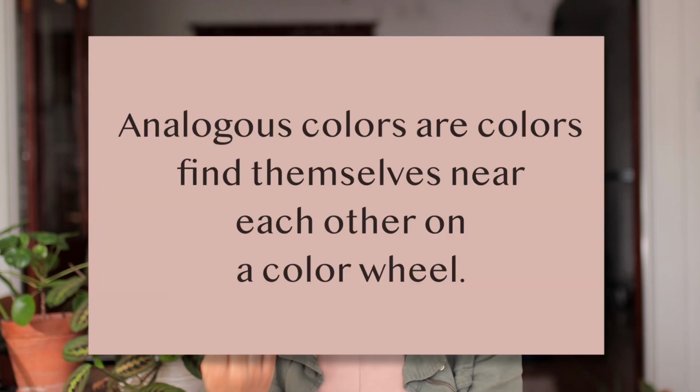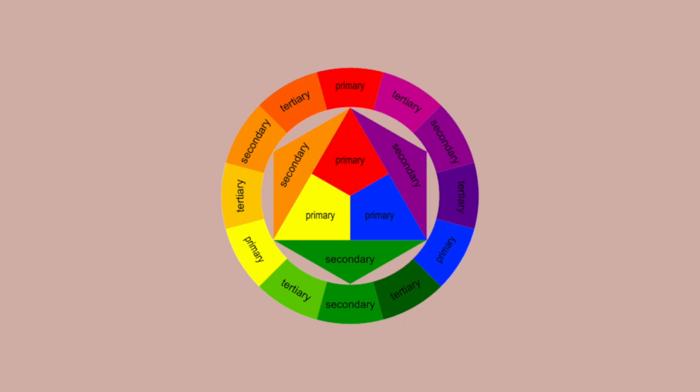Let's start off with analogous colors. Analogous colors are colors that find themselves near each other on the color wheel. As you can tell on this color wheel, the green is near the green-yellow as well as near the yellow.